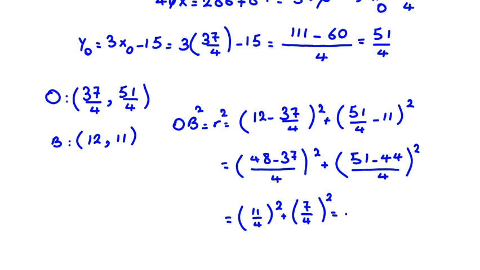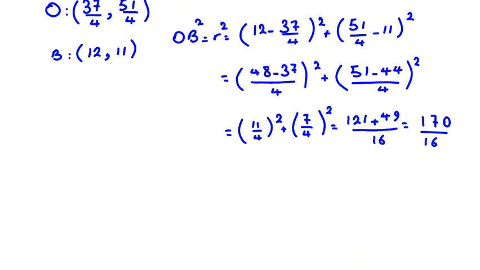So it will be what? 11 squared is 121, plus 7 squared, 49, over a common denominator of 16. So 121 plus 49 is 170 over 16. So r squared, if you simplify, will be 85 over 8.